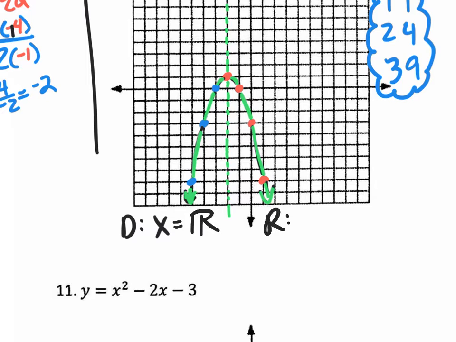Now the range is a different story. The range are your Y values. Now your Y values are not left and right. The Y values are up and down, right? The Y axis is vertical. It's up and down, okay? So does this parabola exist at the Y value of 1 at this level? Does it exist at the Y value of 1? Yes. Does it exist at the Y value of 0? No. It's right here and here, right?